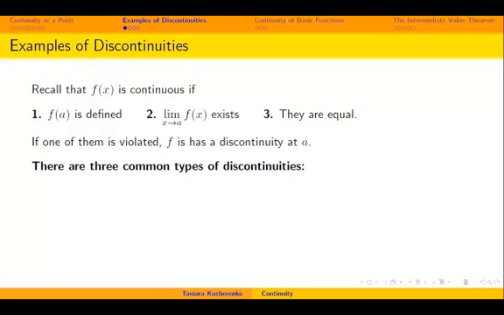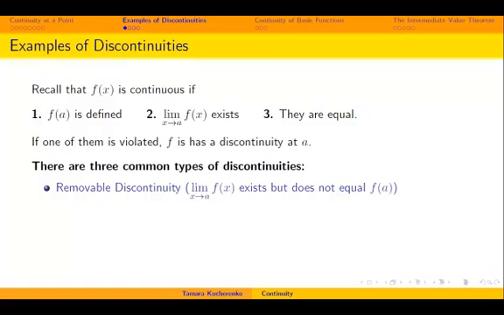There are three common types of discontinuities. Discontinuity at a is called removable if the limit at a exists but does not equal the function value. This might happen if f is not defined at a, or when f is defined at a but is not the same as the limit. In this case, the graph of f has a hole at x equals a.